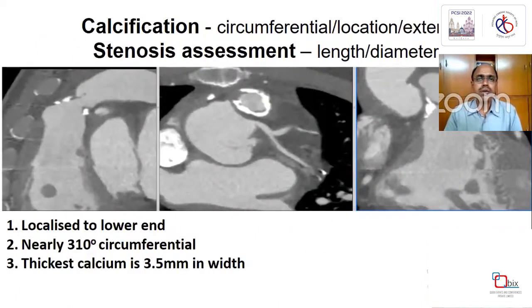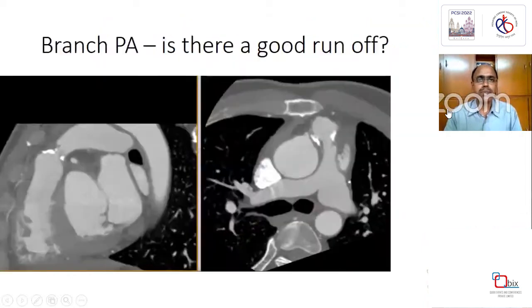So in these multiplanar reformatted images on sagittal, coronal and axial sections, you can see that there is rather a localized calcification around the pulmonary homograft conduit, but on the axial section you can identify that it is rather circumferential, occupying almost 310 degrees of the circumference, with the thickest area of the calcification almost measuring 3.5 millimeters. The branch pulmonary arteries were quite good, they were not obstructed.